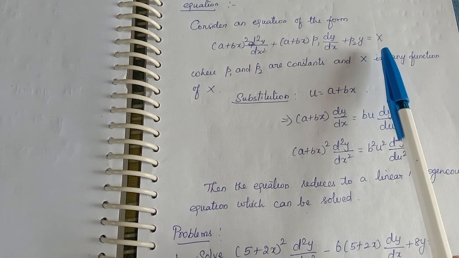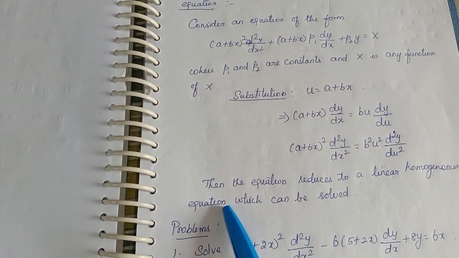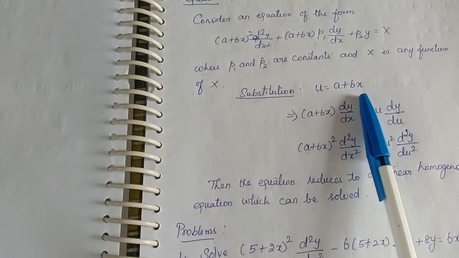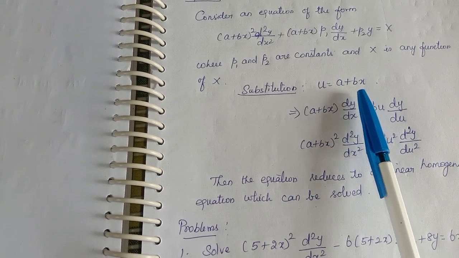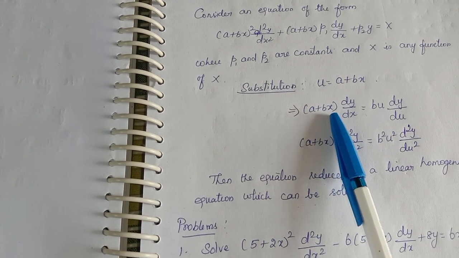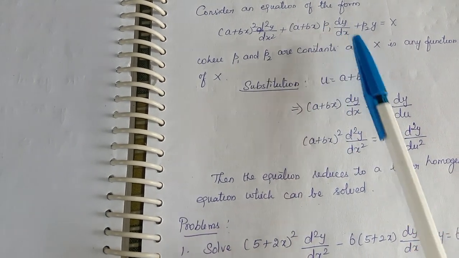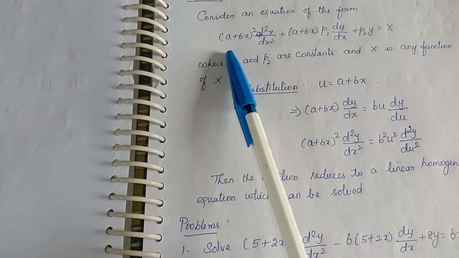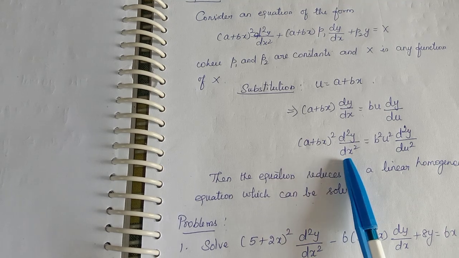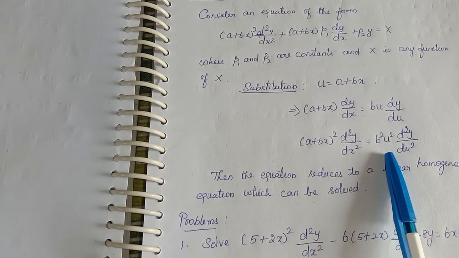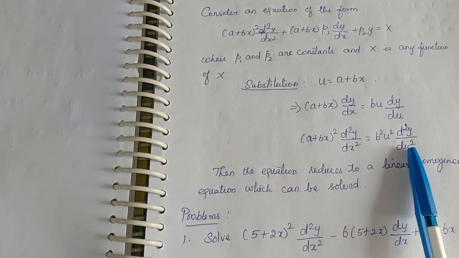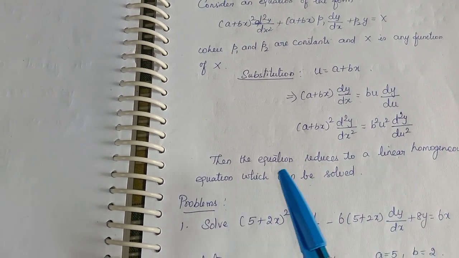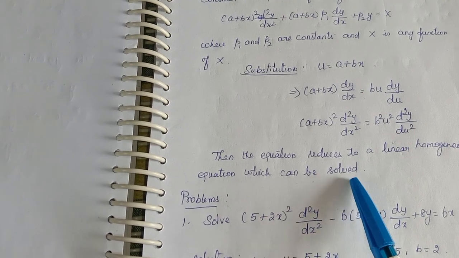Now we are going to modify this equation as a linear homogeneous equation by this substitution. Let u equal to a plus bx. Then after a few steps, the term (a plus bx) into dy by dx will reduce to bu into dy by du, and the term (a plus bx) the whole square into d square y by dx square will reduce to b square u square into d square y by du square. Then this equation reduces to a linear homogeneous equation which can be solved by the usual procedure.